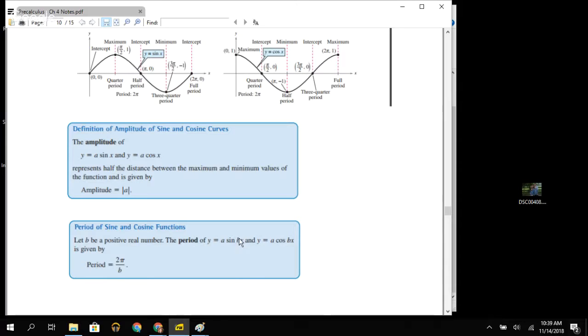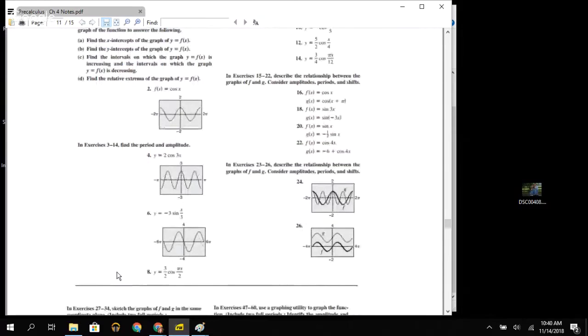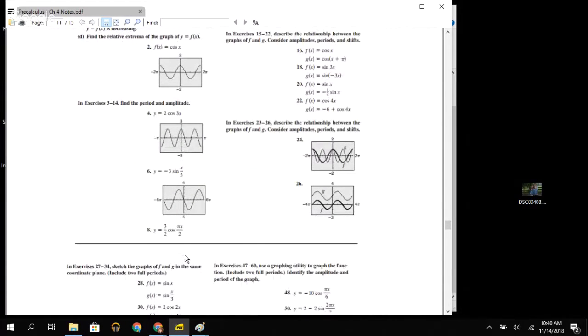So whatever this number is, we started off with 2x, right? Then the period is 2 pi divided by 2. So the period becomes just pi. So if you're multiplying by a bigger number, like if you're multiplying by 4, then your period becomes shorter. And if you're multiplying by a fraction, then your period becomes longer. Okay? So that is sine and cosine functions. And that's why I wanted to show you on the graph.